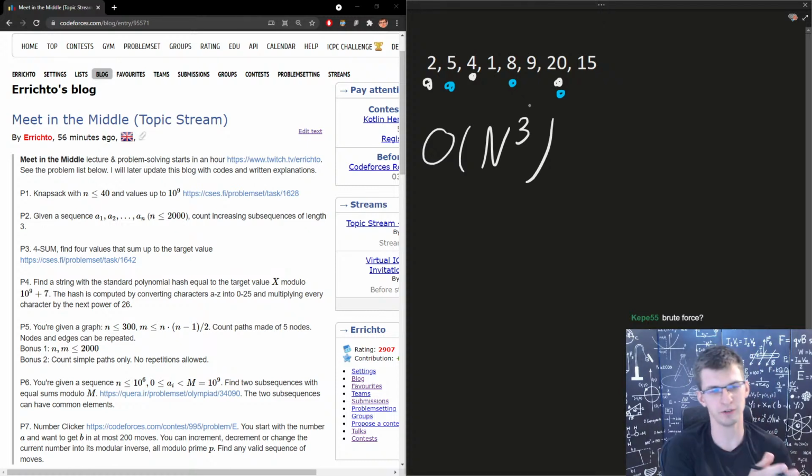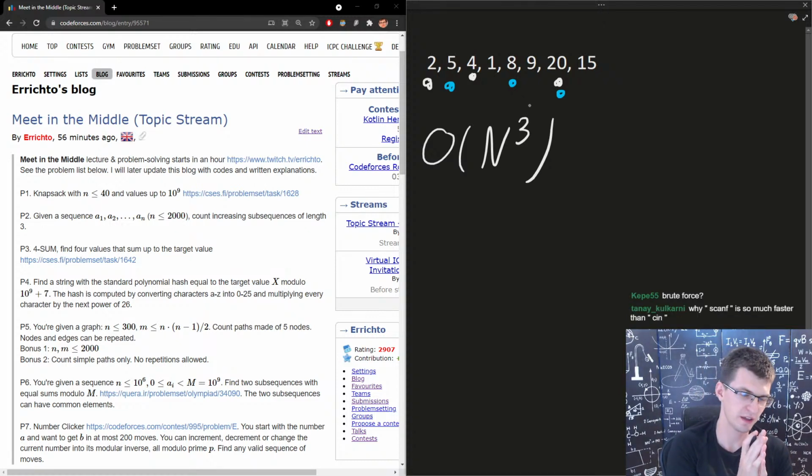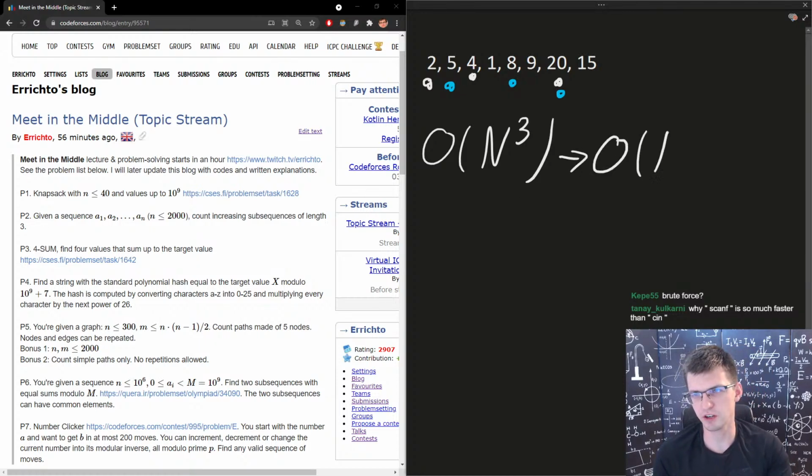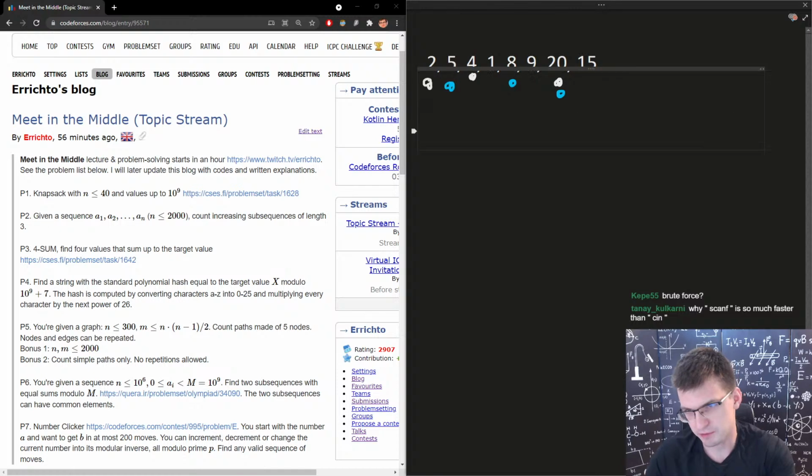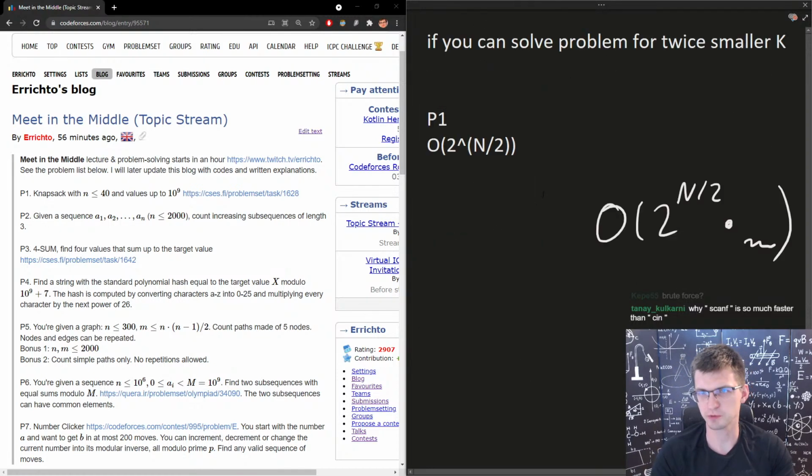There is a DP quadratic solution. There is also a DP n log n solution. But instead, I want to just speed this up to n squared, because the constraints suggest that if n is up to 2000, n squared would be nice, and it will be enough. And how? Well, let's see if we can use meet in the middle. What was the requirement? If you can solve the problem for twice smaller k.